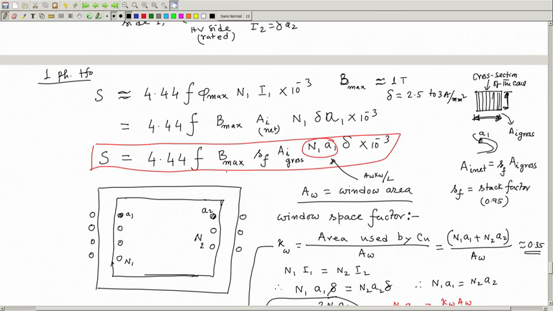One is called stacking factor, which is AI gross if you multiply with the stacking factor, which will be over 90% and above because of laminations, that is the AI gross, and delta is the current density of the conducting material used, say for copper. So, delta remains fixed in primary and secondary, because in both the windings we are using copper.